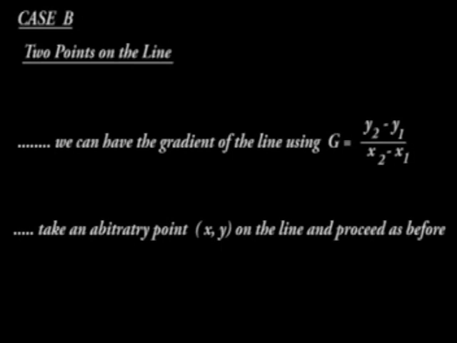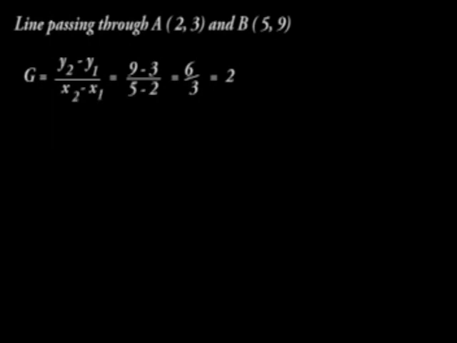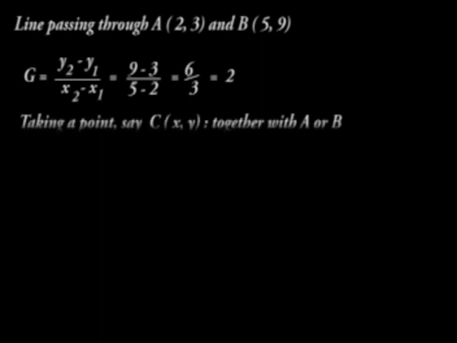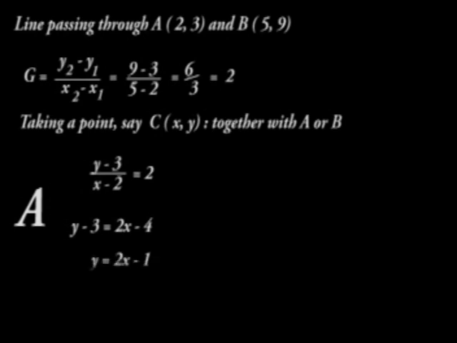For example, a line passing through A (2, 3) and B (5, 9). Gradient is 9 minus 3 over 5 minus 2, giving us 2. Taking a point, say C, with coordinates x, y, together with A or B, we have y minus 3 over x minus 2 is equal to 2, and we cross multiply and end with y is equal to 2x minus 1.